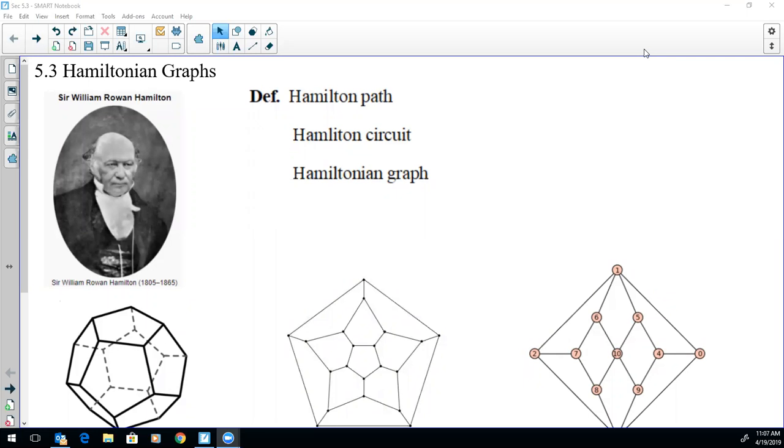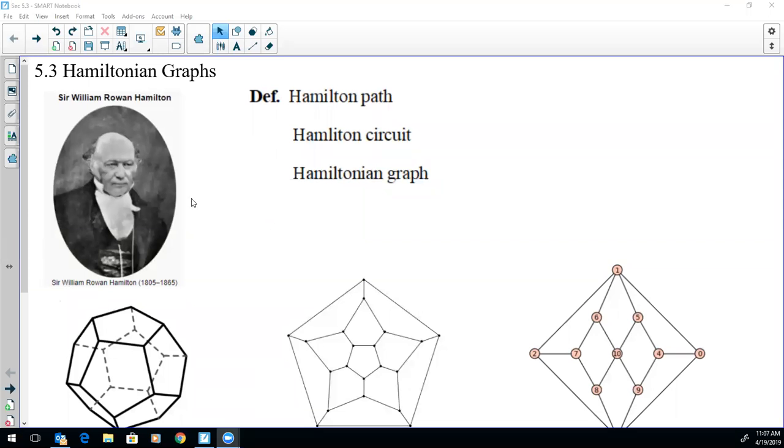Hello, we're going to do a very short video here on section 5.3 on Hamiltonian graphs. The name Hamiltonian comes from Sir William Rowan Hamilton. He's an Irish mathematician, famous for many other things. As a matter of fact, if you look on the Wikipedia page for him, I don't even think they mention the graph theory information.